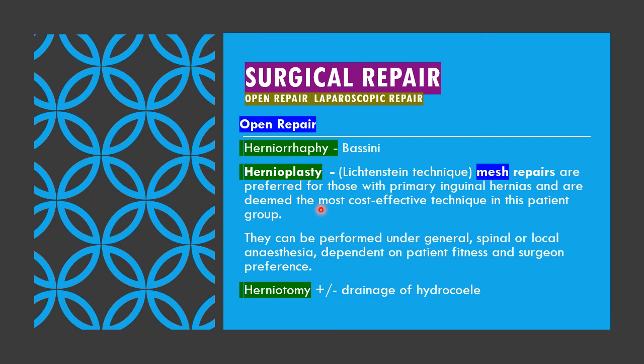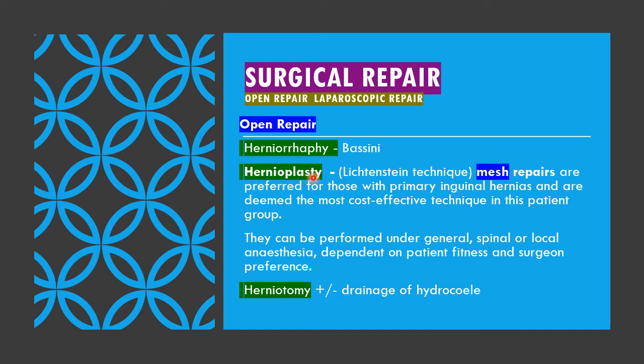Next, we come to the surgical repair of inguinal hernia, which can be done either by open repair or laparoscopic repair. In the open repair, the earliest procedure is known as herniorrhaphy, or the Bassini repair. In this repair, non-absorbable sutures in the form of a loop are used to strengthen the posterior wall of the inguinal canal, whereby this reinforces the wall and prevents the herniation of the contents. This procedure is associated with a significant recurrence rate over the first 5 years.